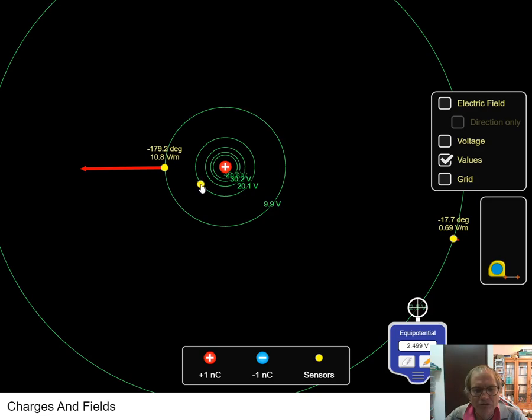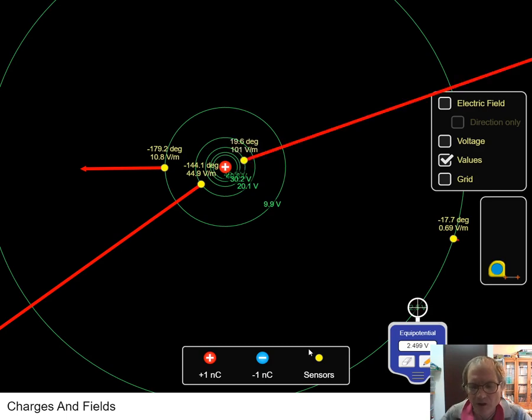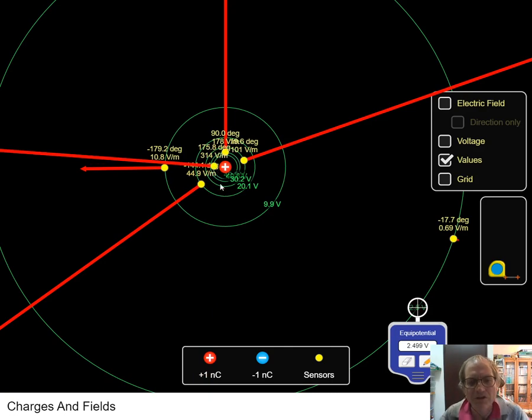Moving closer, 45 volts per meter at this point, at the 20 volt level. Let's move it closer, again perpendicular at all points. 101 volts per meter electric field here. Let's try to get closer. 178 volts per meter. And at the very closest one, I can't even see that now. 314 volts per meter.